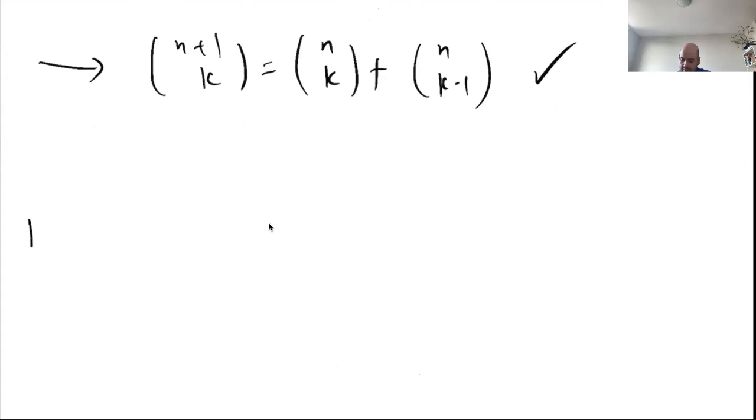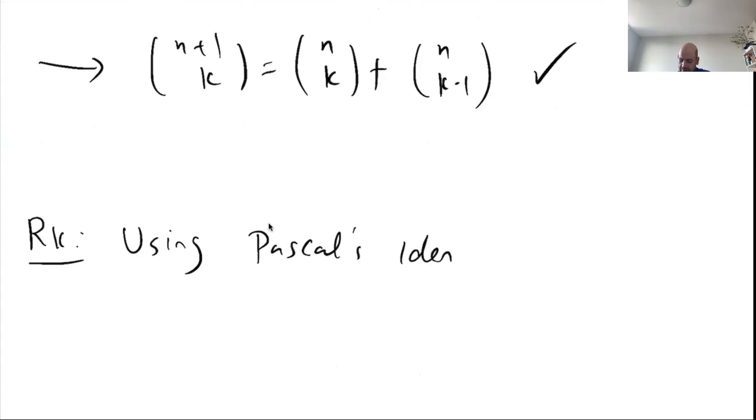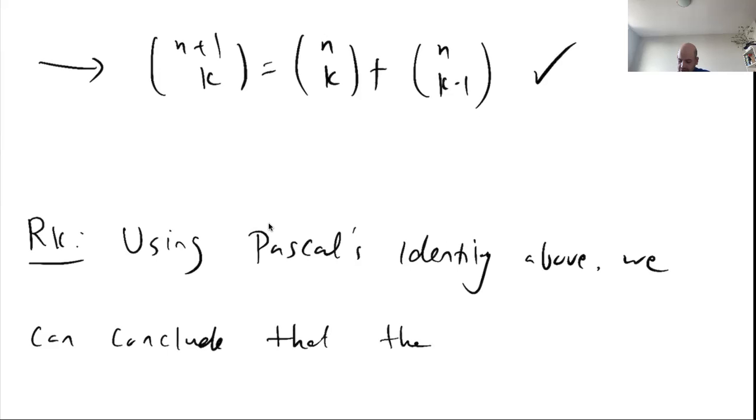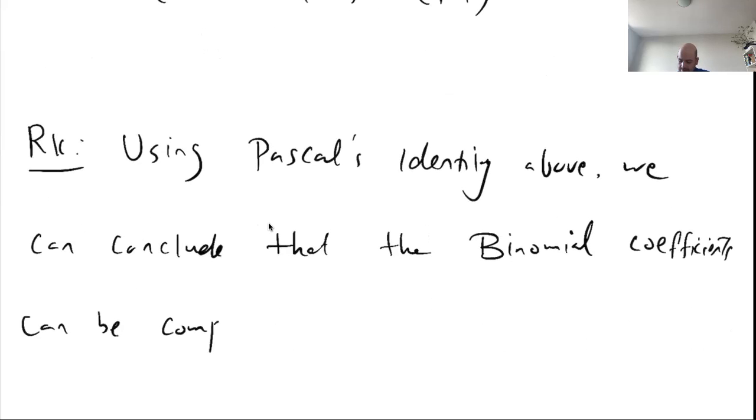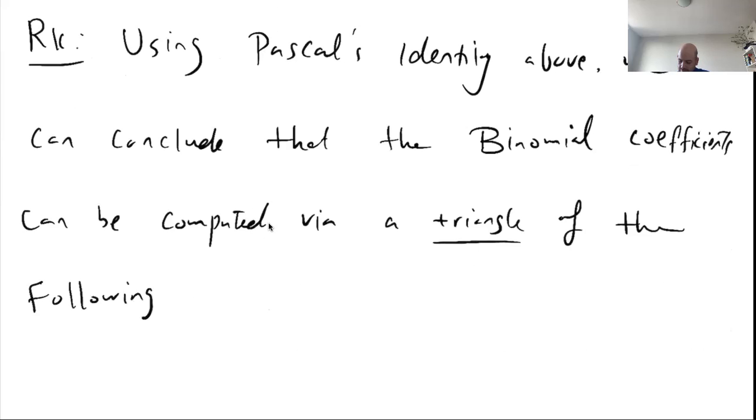Okay. Now remark, using Pascal's identity above, we can conclude that the binomial coefficients can be computed via a triangle of the following form, called Pascal's triangle.